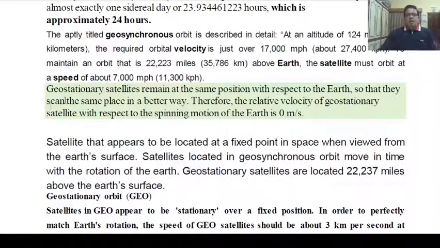Geostationary satellites remain at the same position with respect to the Earth so that they scan the same place in a better way. Because its position remains the same, it has the property to scan the same place better. Therefore, the relative velocity of a geostationary satellite with respect to the spinning motion of the Earth is 0 meter per second.